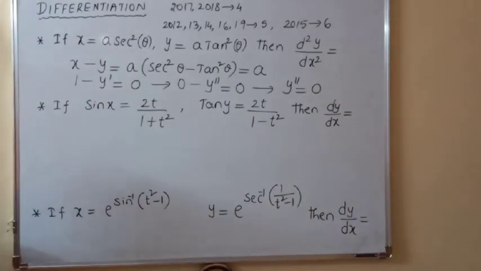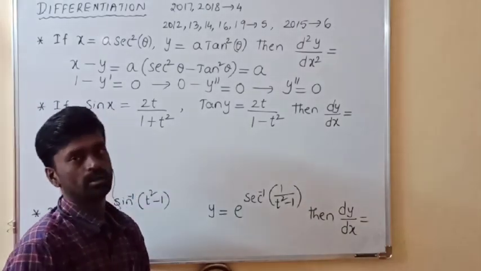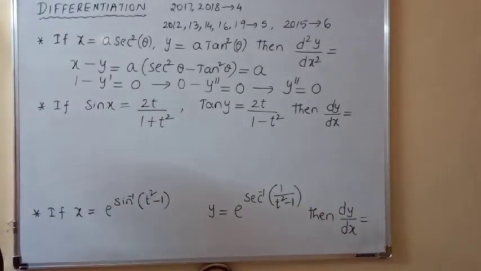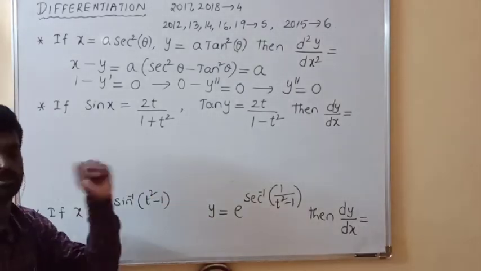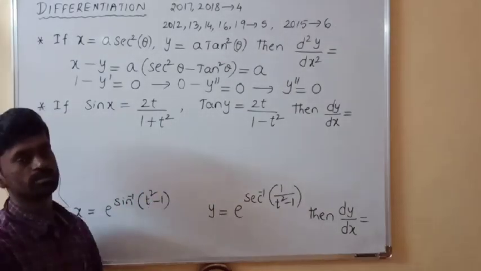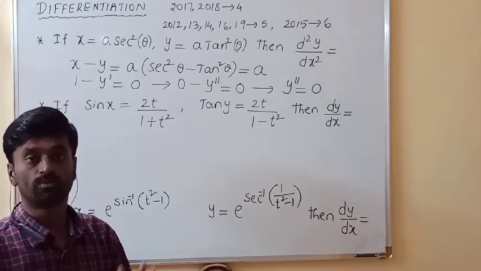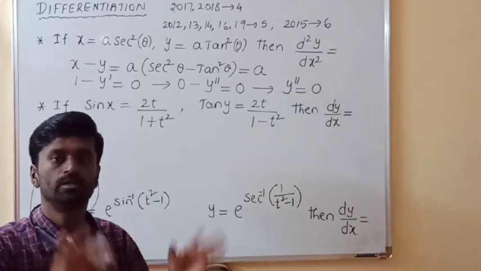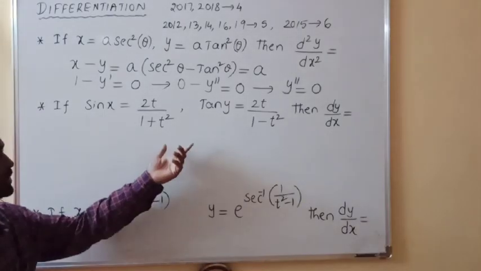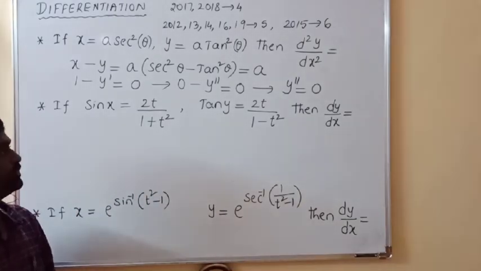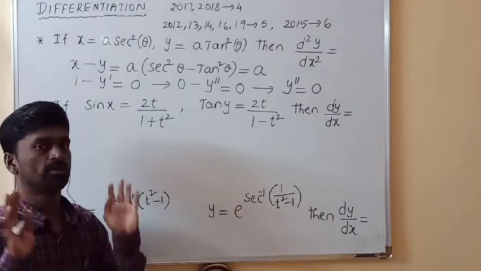Next. Here also what we need to find is dy by dx. Here also it is possible to eliminate t from these two equations. Better to eliminate t and find y in terms of x, then differentiate, because differentiating directly is very hectic work.